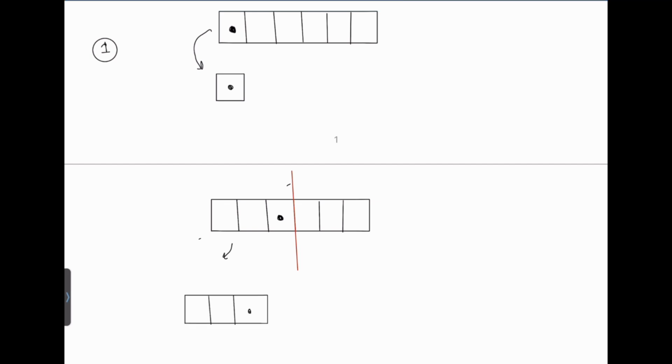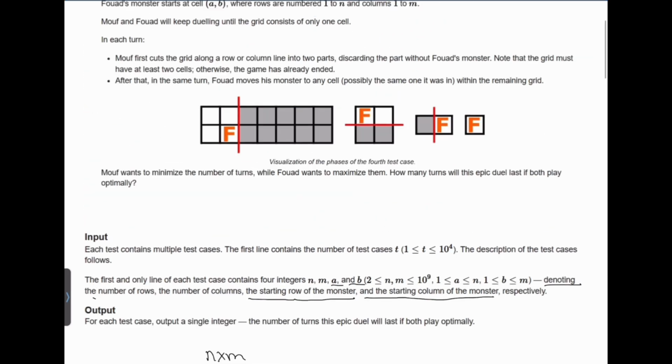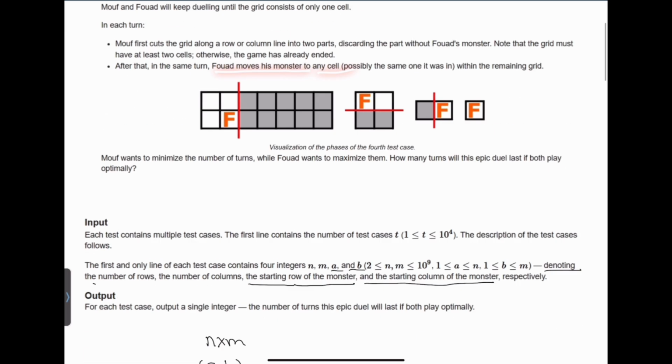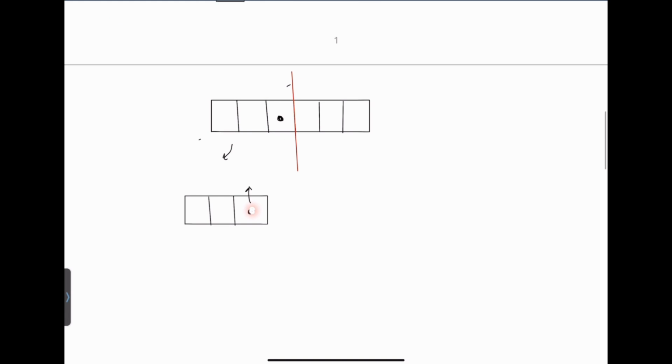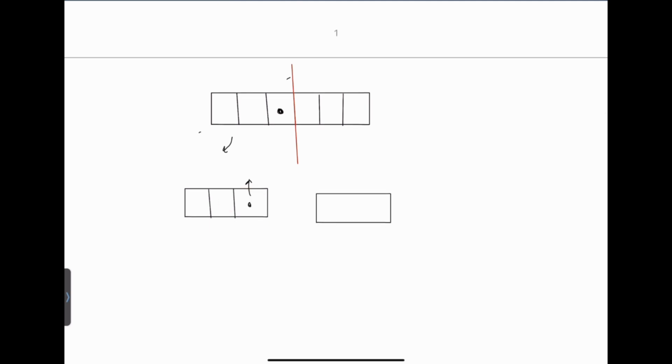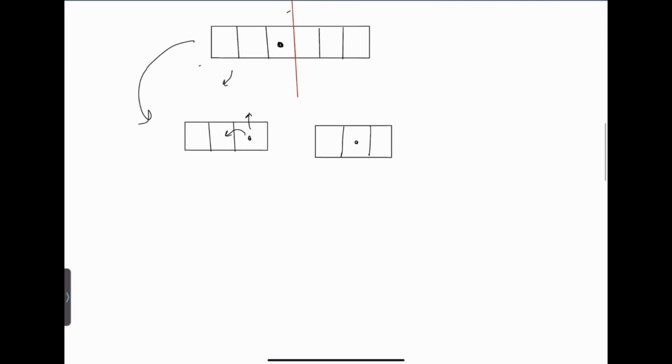Now in this same turn, this guy has the opportunity to run away, right? In one turn, M first cuts the grid, and after that, in the same turn, F, like Fouad, moves his monster to any cell. So this monster has an opportunity to move anywhere. Should he move? Obviously, he should move, because in the next turn my cut is going to be like this, and the number of turns will be over, right? But his aim is to maximize the number of turns. So what will he do? He will shift it here. In the same move, this guy moves to this cell, right? So this is my first turn.